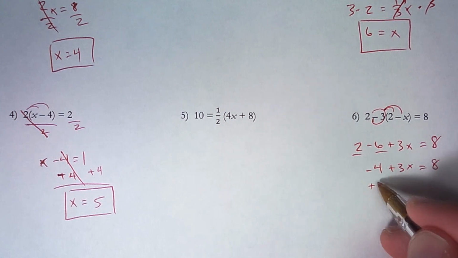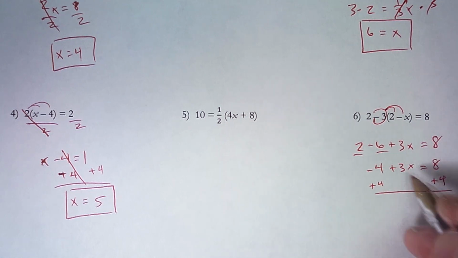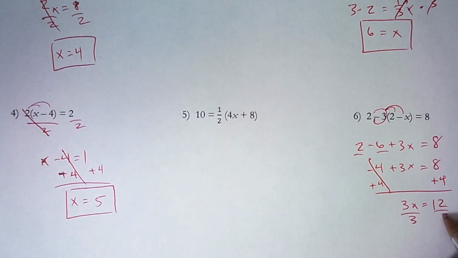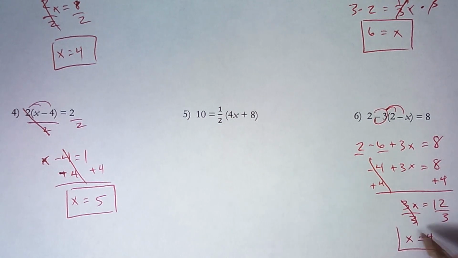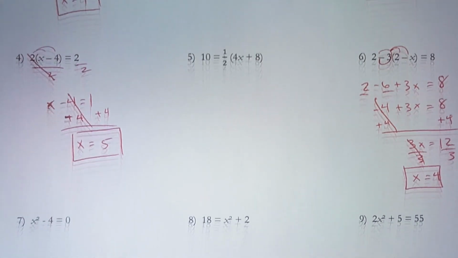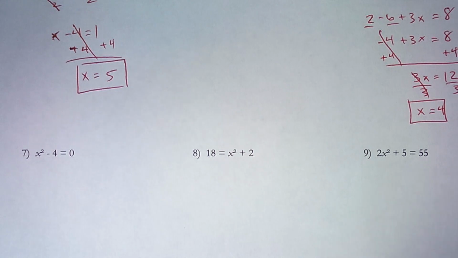Okay, then I can add 4 to both sides. And I get 3x equals 12. And I can divide both sides by 3, and I get x equals 4. Okay, and we're just going to continue on with evens from this point forward.